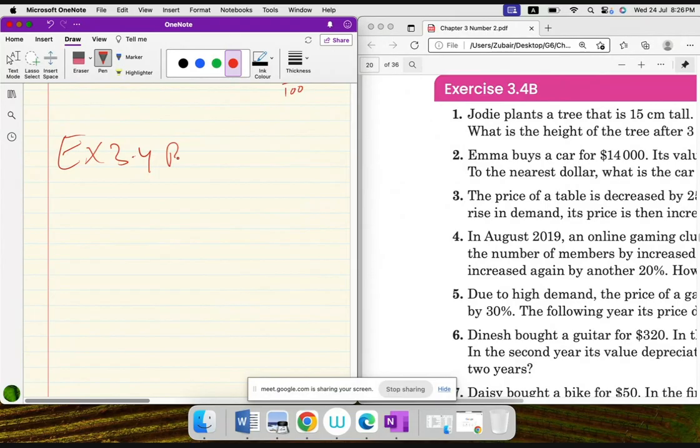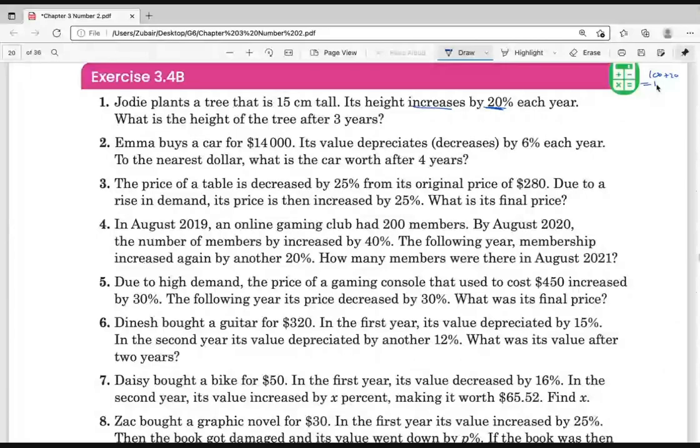Judy plants a tree that is 15 centimeters. Plus 20 is 120%, which makes it 1.2 as a simplified fraction each year. What is the height of the tree after 3 years? So 15 into 1.2 raised to power 3.